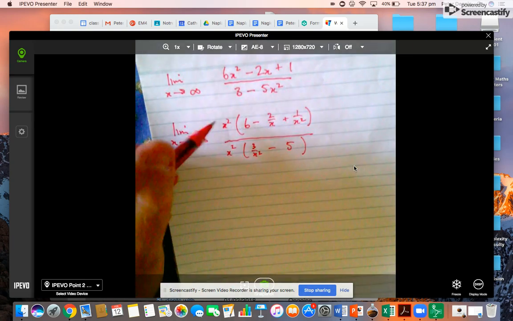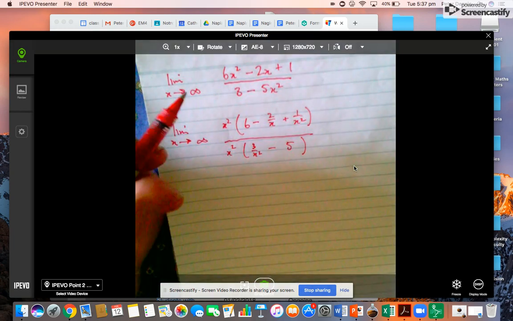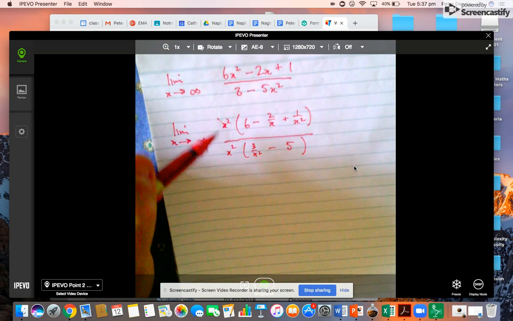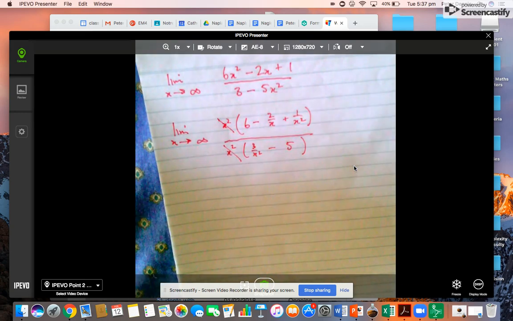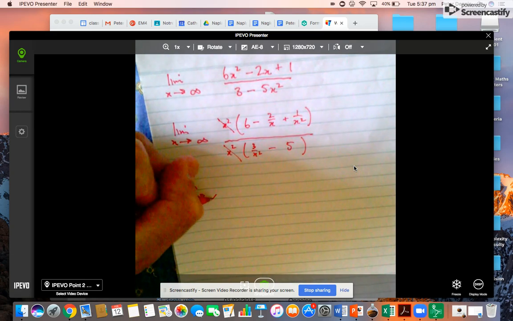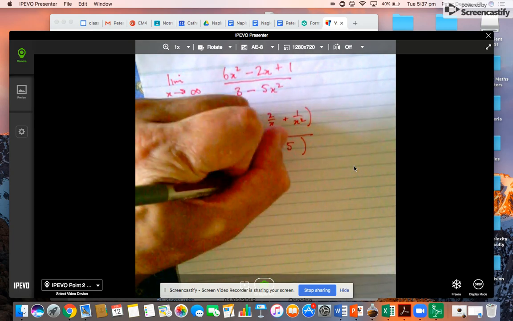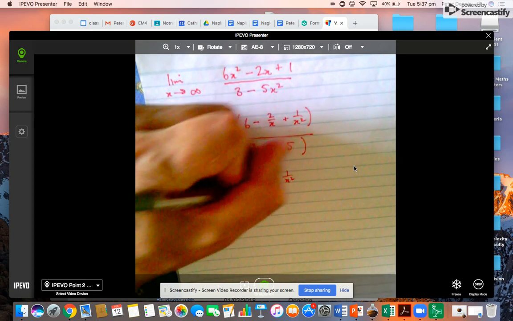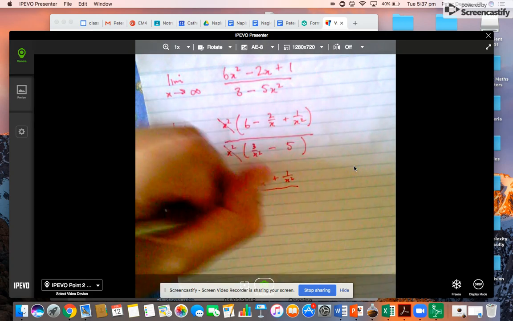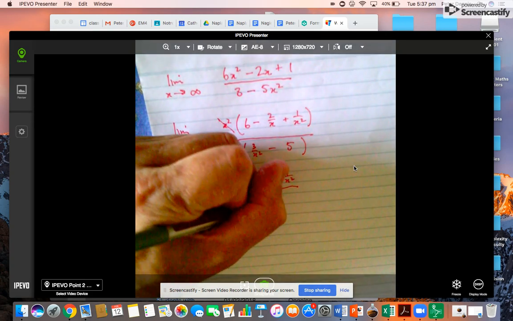Now, obviously, this is just x squared over x squared. We don't care whether it's going to infinity or not. Those two things can cancel out. And what we're left with is the limit as x tends to infinity of 6 minus 2 over x plus 1 over x squared, all over 3 over x squared minus 5.